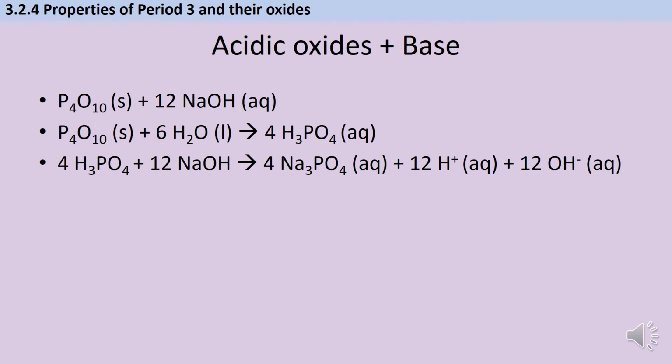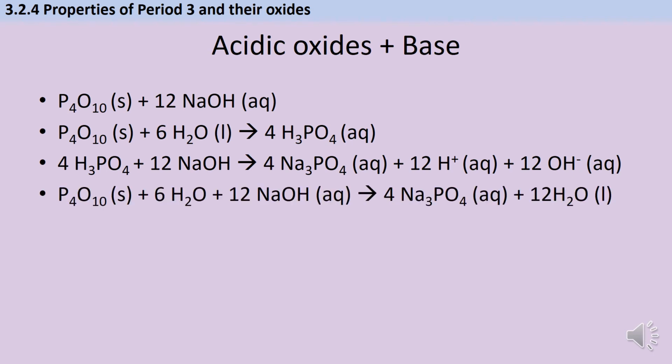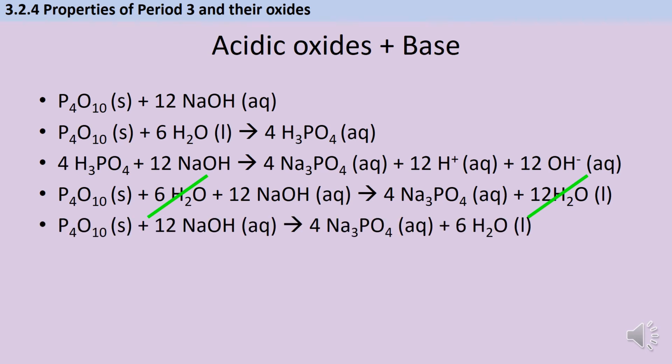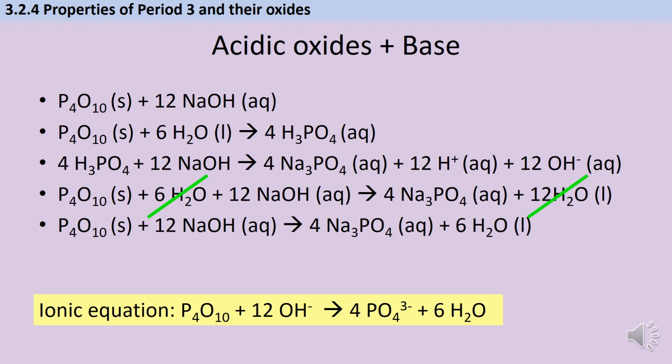If we join this equation together with the previous equation, then we're left with something like this. And what you can see now is the 6 moles of water that I added at the start that aren't really supposed to be in the reaction are being balanced out by the 12 moles of water that I make. So we can just cancel those out and we're left with a final equation in which 1 mole of phosphorus pentoxide reacts with 12 moles of sodium hydroxide to make 4 moles of salt and also 6 moles of water. And we can also express this as an ionic equation that looks a bit like this.